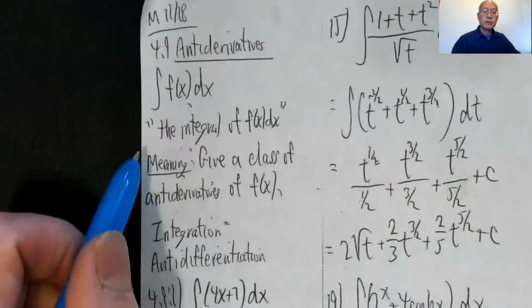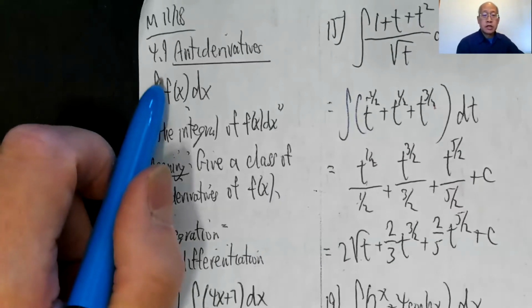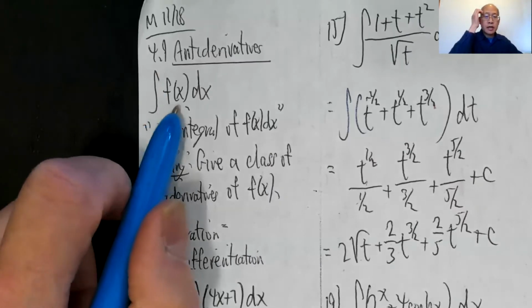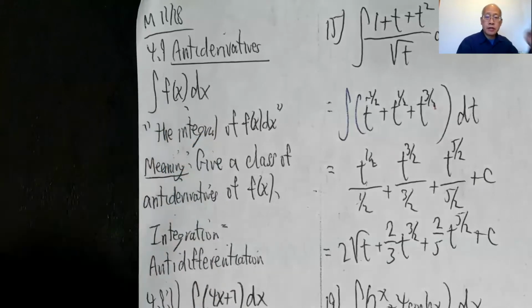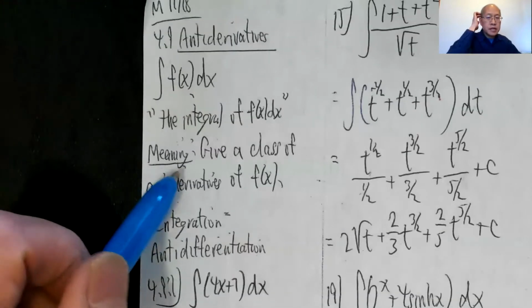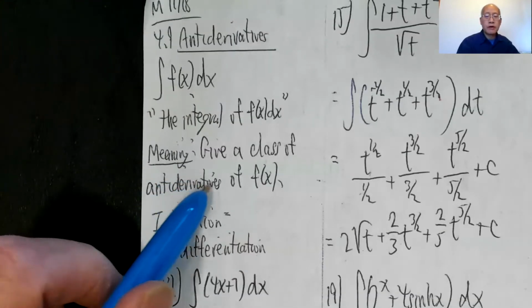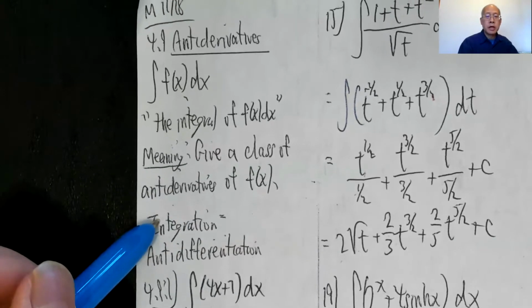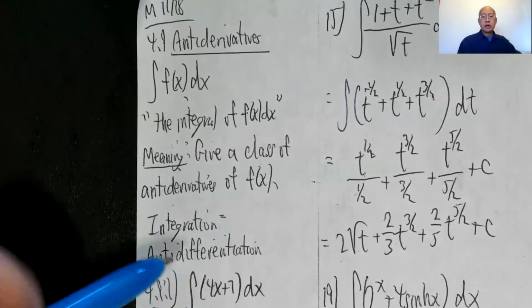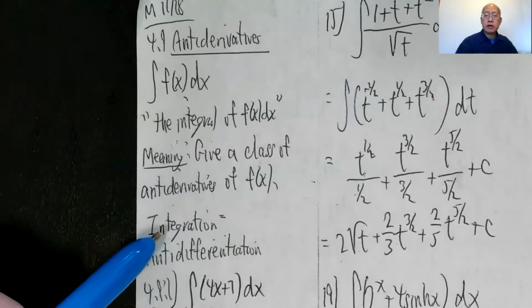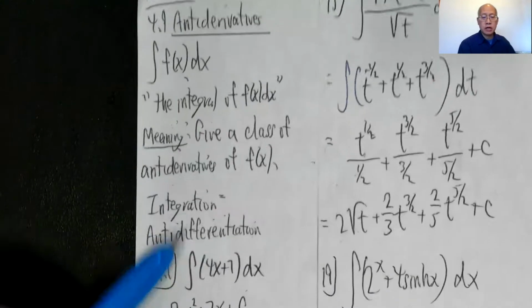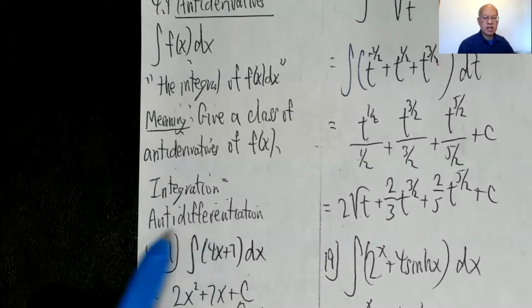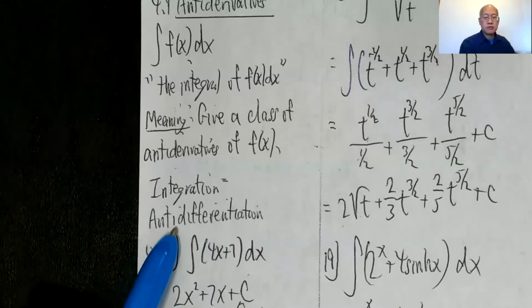Okay. So notation. You see this funny looking S, f of x, and a dx. We read it the integral of f of x dx. Okay, this is called the integral sign or integral symbol. It means give a class of antiderivatives of f of x. Okay, so integration means anti-differentiation. So for us, when you hear integration, yes, it has its own English meaning, but in math, integration means anti-differentiation. But look at how big the word anti-differentiation is. That's too big, so we want to say integration.